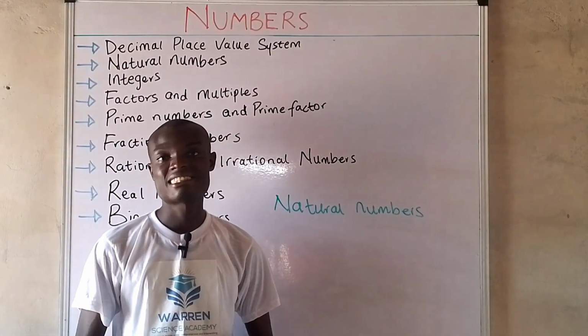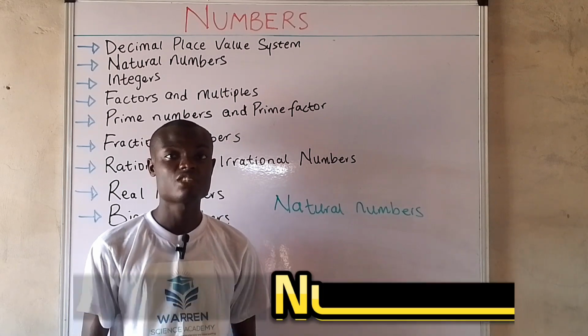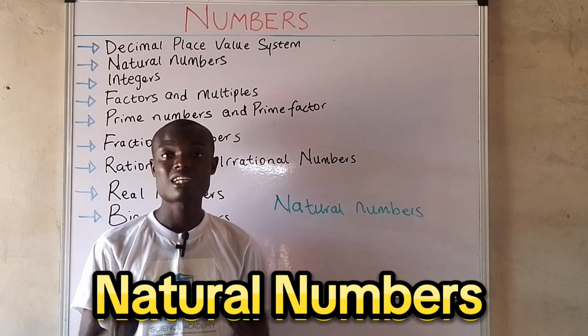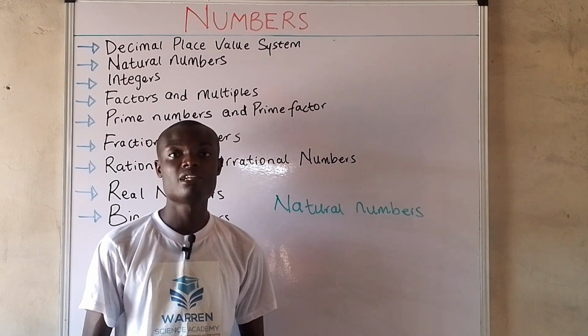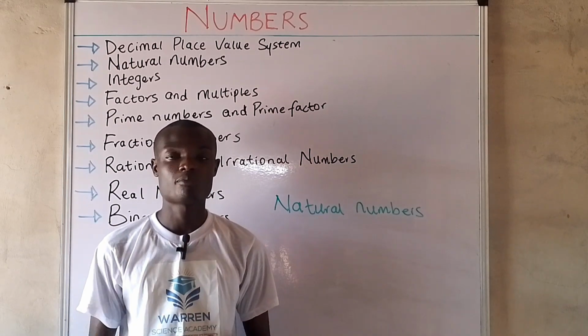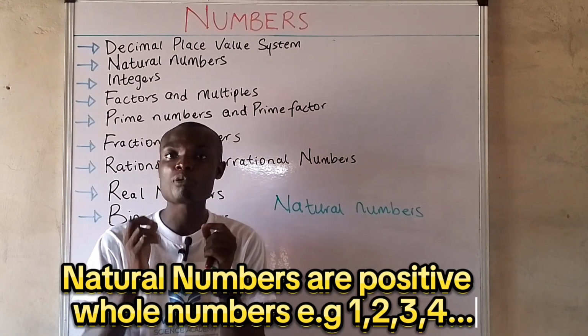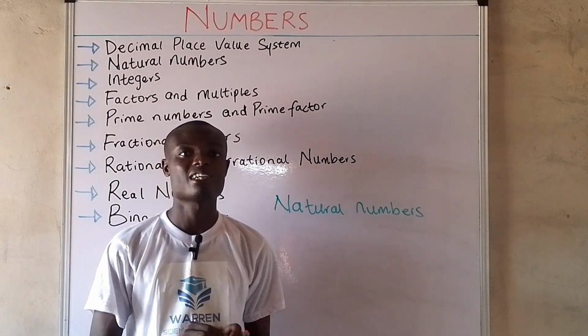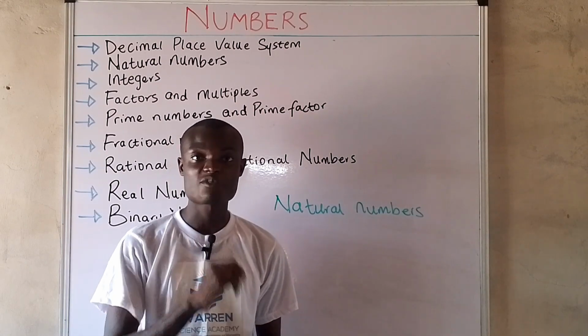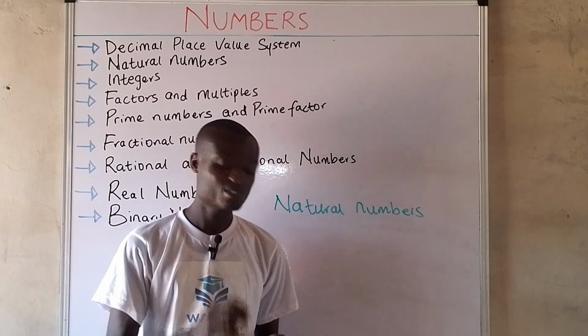So we move on to look at the second subtopic, which is natural numbers. Now, what are natural numbers? Natural numbers are simply a basic set of numbers, or we can say they are our positive set of numbers. So our positive set of numbers starts from 1, 2, 3, down to infinity.